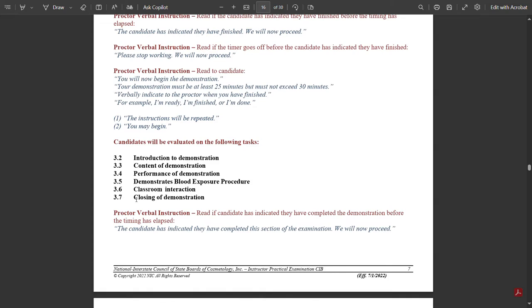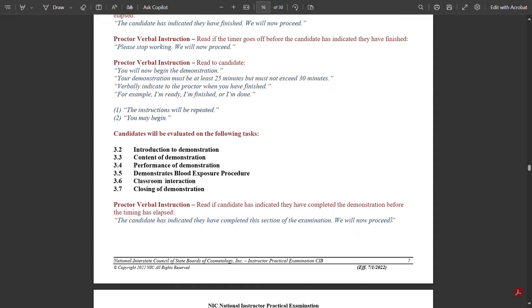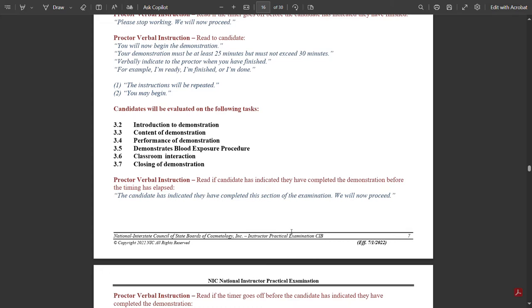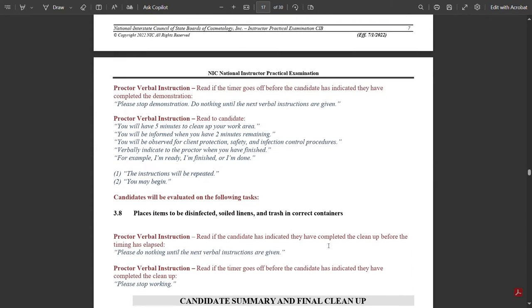You'll be evaluated by performing a blank on a mannequin. And then the candidate has indicated they have completed this section of the examination. We will now proceed. So now you're done demonstrating and lecturing. The last thing you're going to do is clean up.